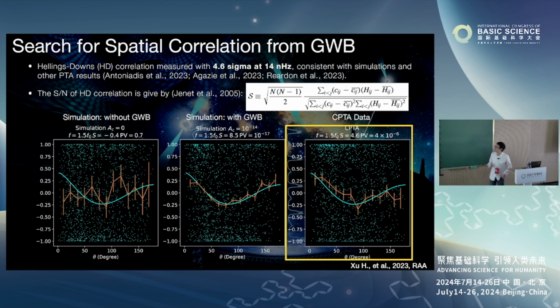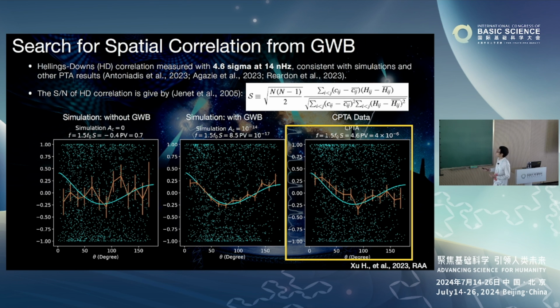The second thing is that besides searching for the common noise process, we try to search for the spatial correlation caused by the GWB. That is, we search for the Hellings and Downs correlation curve, which is the key evidence for the gravitational wave background. And finally, we found evidence for such a correlation with 4.6 sigma at 14 nanohertz. Basically, we did this in the discrete frequency.